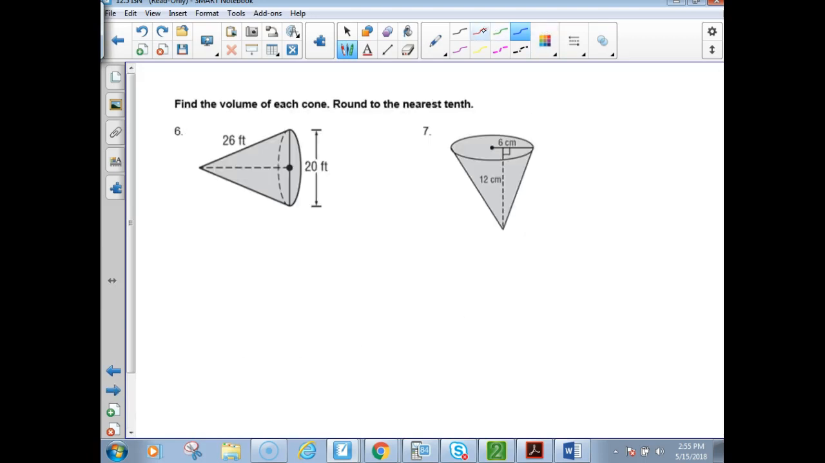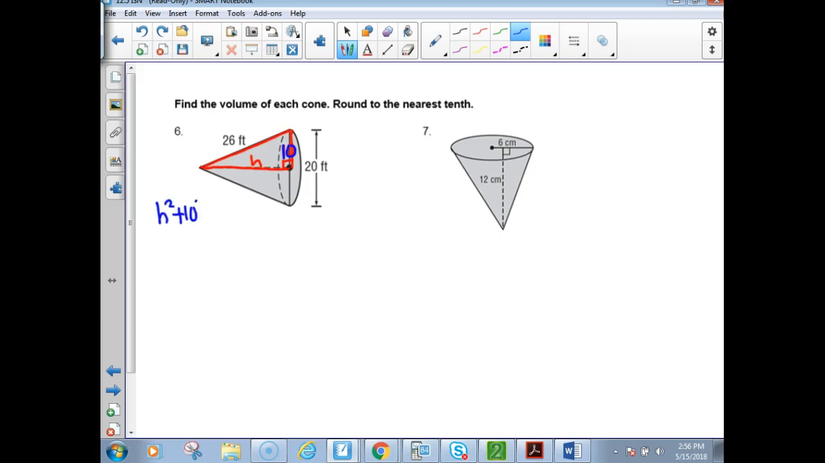Next example. This cone is just laying sideways. It has a diameter of 20, therefore the radius would be half of that, 10. The height's missing, so I need to know it, else I can't do the volume. Well, heights are always perpendicular to their bases, so we have a right triangle here. It has a leg of 10, the height is the other leg, and the hypotenuse is 26. So we're going to need to do Pythagorean theorem.